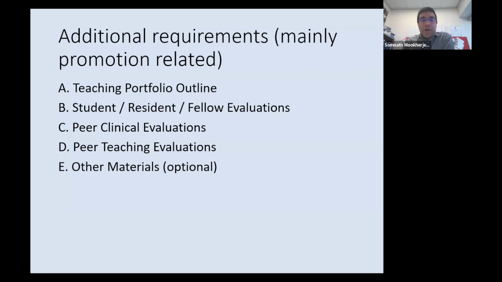So anyway, these are the other parts of the teaching portfolio submission, but they're not really parts of the actual teaching portfolio. The actual teaching portfolio is part A, and all this other stuff is added on as appendices to your teaching portfolio. All right.